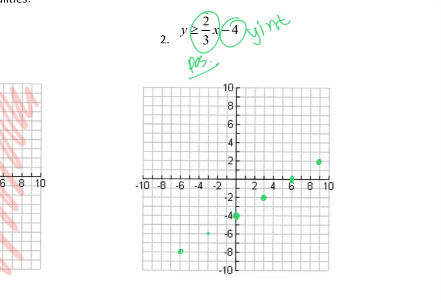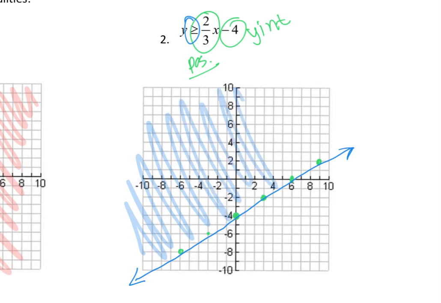My inequality is y is greater than or equal to. Since it's equal to, it's going to be a solid line. And it says greater than, so I'm shading above. Y is greater than, so I'm shading above. And then you're done.